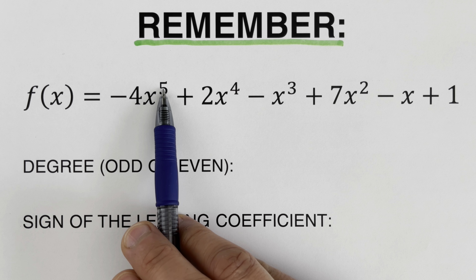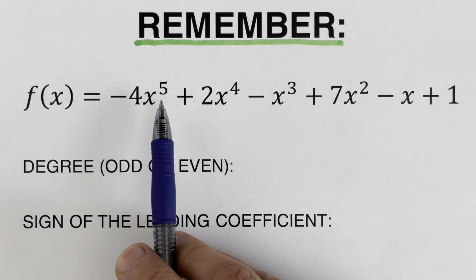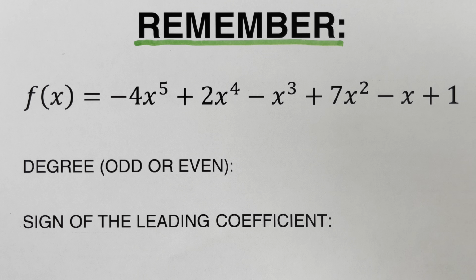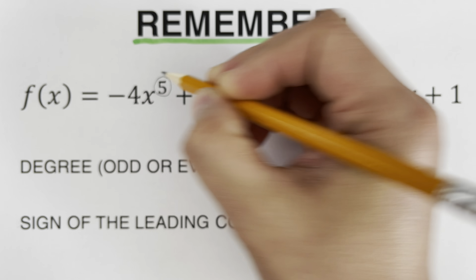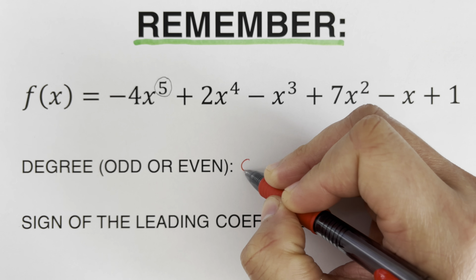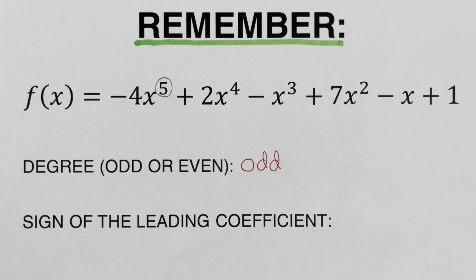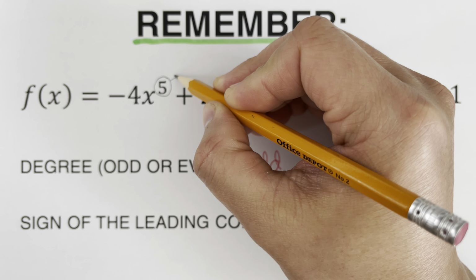And when we describe the degree, we're supposed to determine if it's odd or even. So our degree here is 5 and 5 is odd. So we can go ahead and say that the degree for this polynomial expression is odd. Again, our 5 here is the degree.